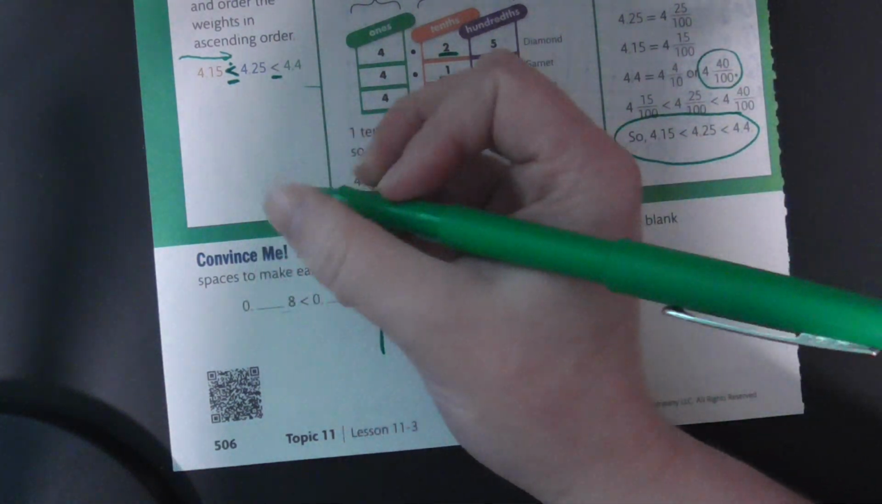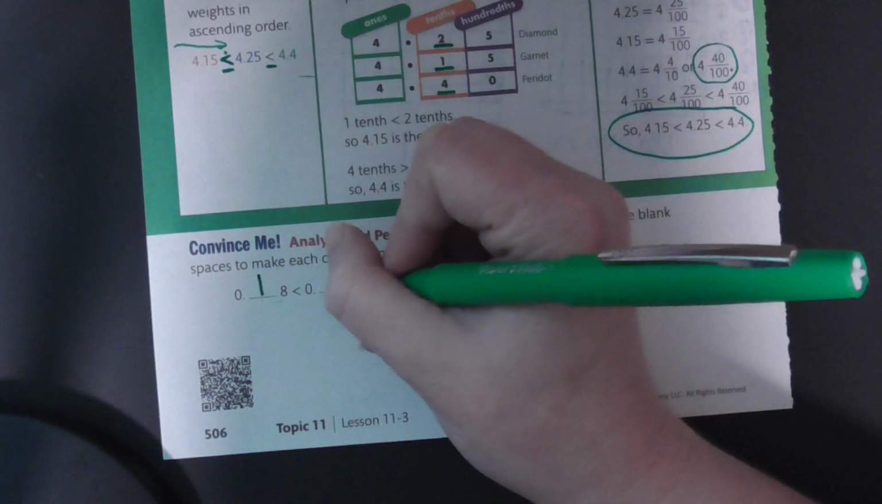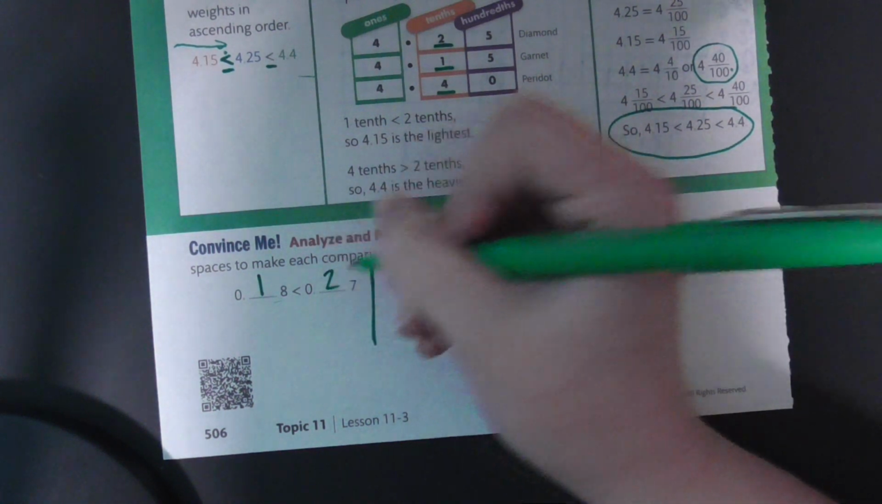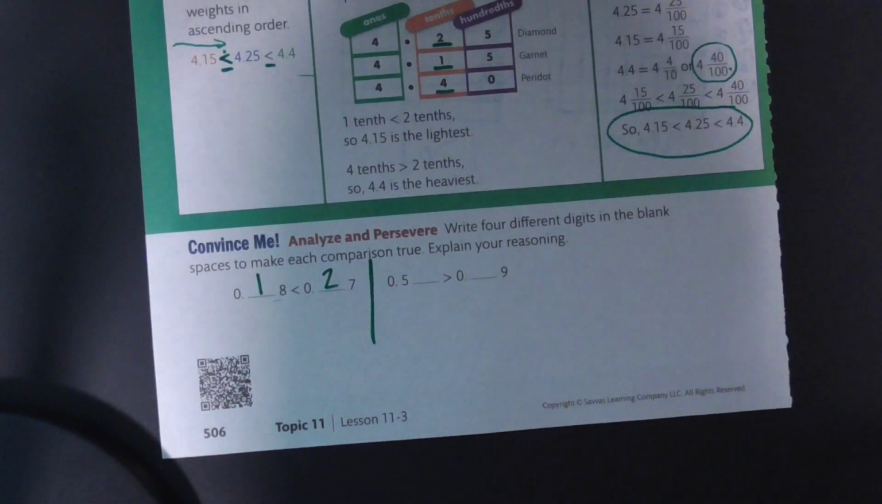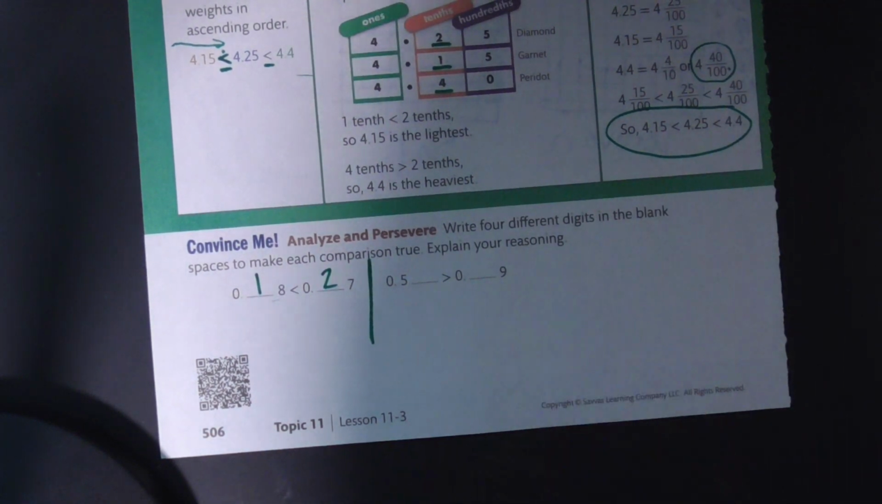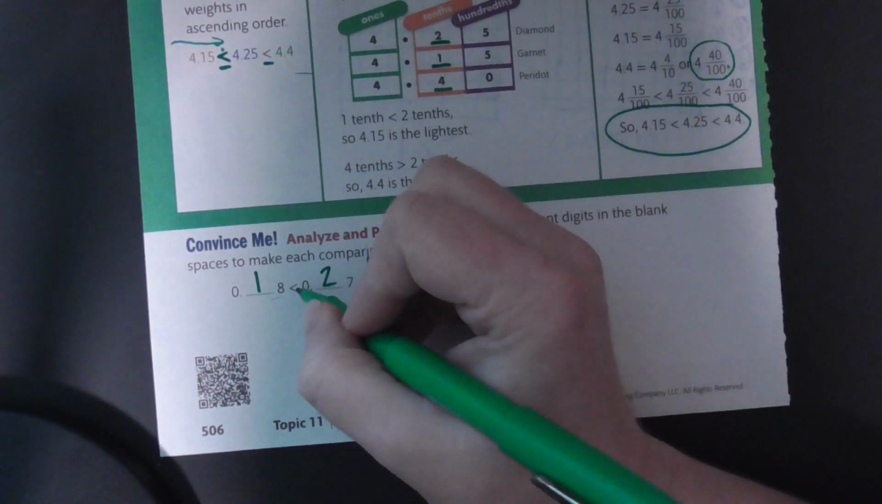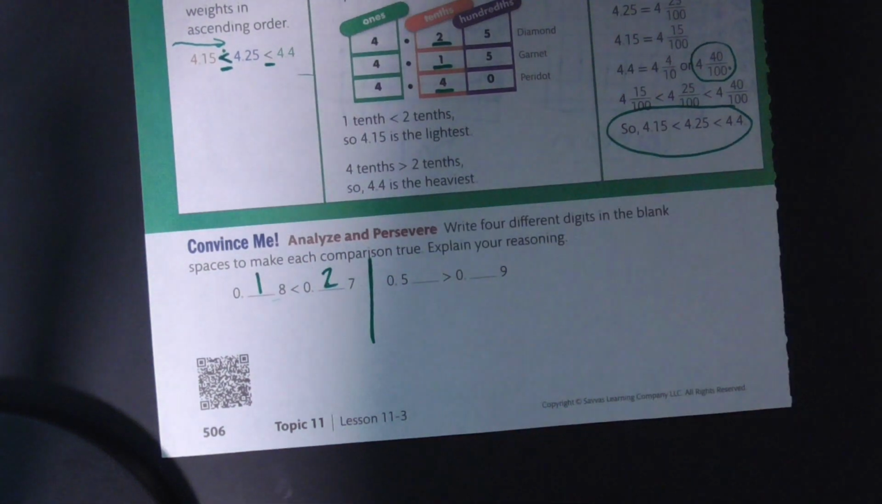So I'm going to make this a 1, and then this can be any number greater than 1. I'm just going to make it a 2, but it could have been any number, 3, 4, 5, 6, 7, 8. Wouldn't have mattered. This would still be less than this.